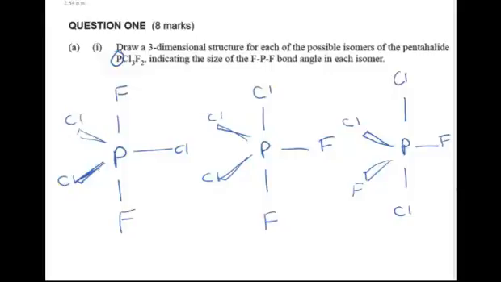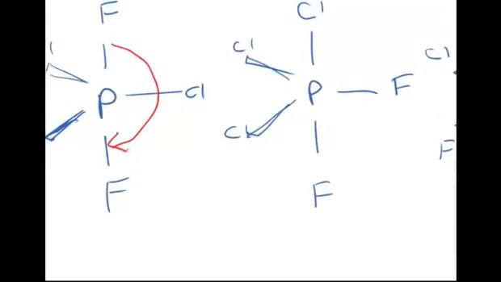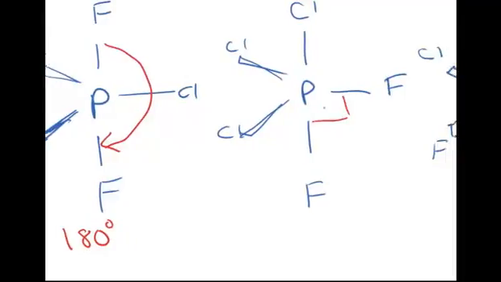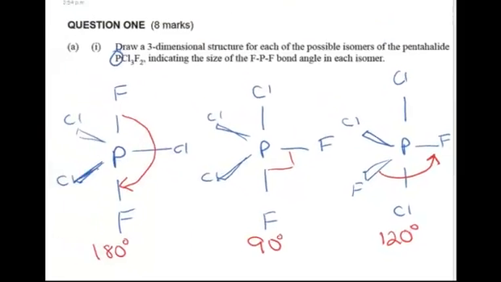Now we're being asked to consider the bond angle. Now that's the angle through that, the FPF bond, and that's 180 degrees, which seems fairly logical. And then we've got the one here between FPF, and that's between the equator and the poles, and that's 90 degrees. And then we've got one FPF around the equator, and that's 120 degrees. So those are all the different bond angles with those different structures.